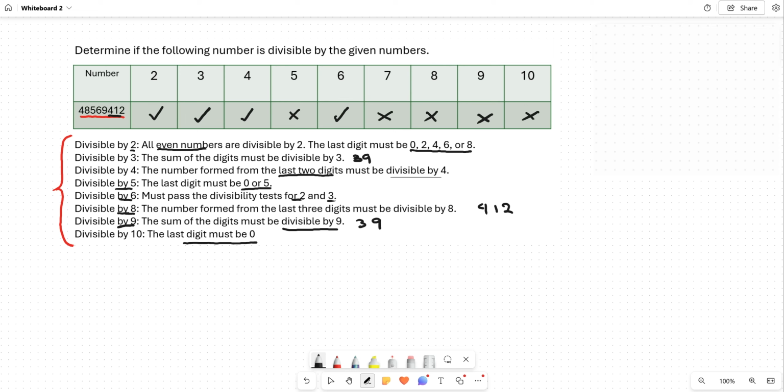Right. That's it for this video. It's a super easy test to do for a lot of them, and you just have to remember them while you're doing it. I wouldn't be too worried about some of them. Some of them will never come up, but the easy ones like 2, 3, 4, 5, 10, and 6 are something you probably should remember.